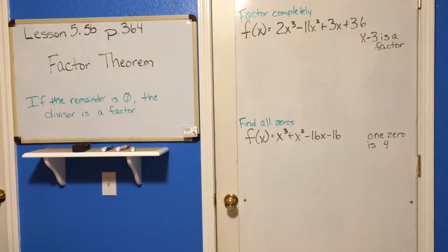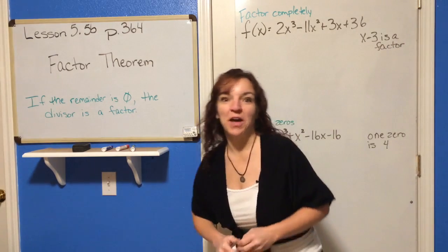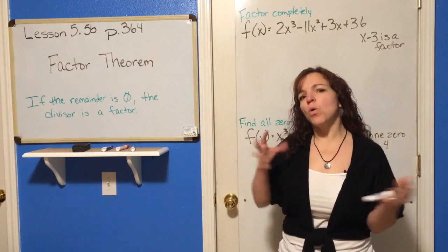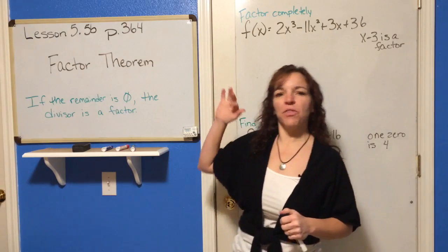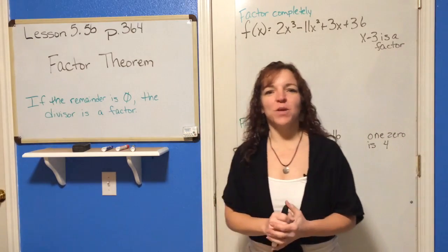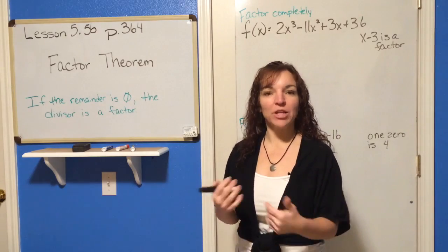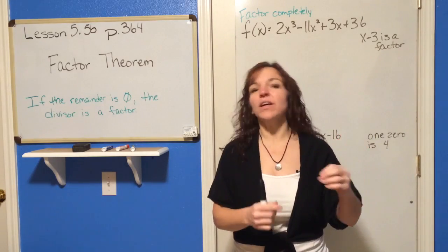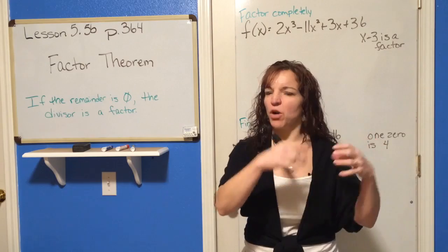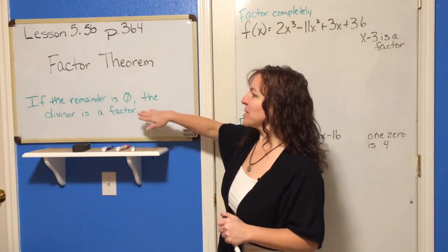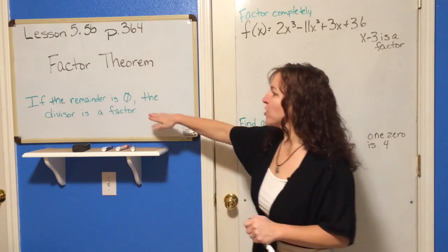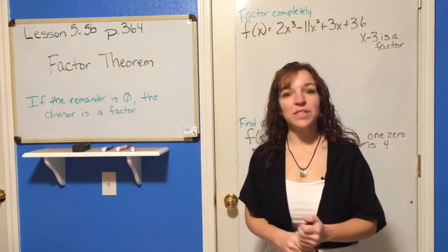All right, we're going to finish up section 5 of chapter 5 today, and we're going to do more with division, but this is the factor theorem part. Yesterday we talked about the remainder theorem, and so that remainder became part of the answer. Today, the factor theorem says that if the remainder is 0, then the divisor is a factor.